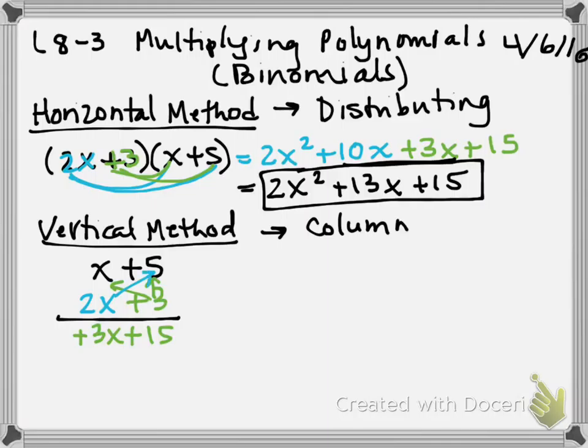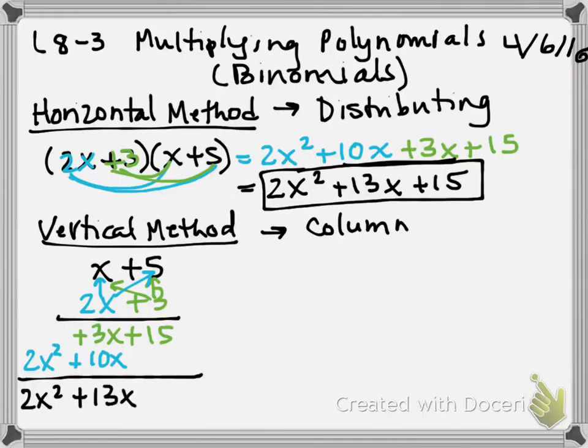So it's 2x times 5 is 10x. And what I do is I line up like terms when I'm doing my column multiplication. That way it's going to make the math easier when I have to add, or if I have to add. And then I have 2x times x gives me 2x squared. So then I just add. And remember, there's no carrying, but there may be combining like terms. And we get the same exact answer, 2x squared plus 13x plus 15.